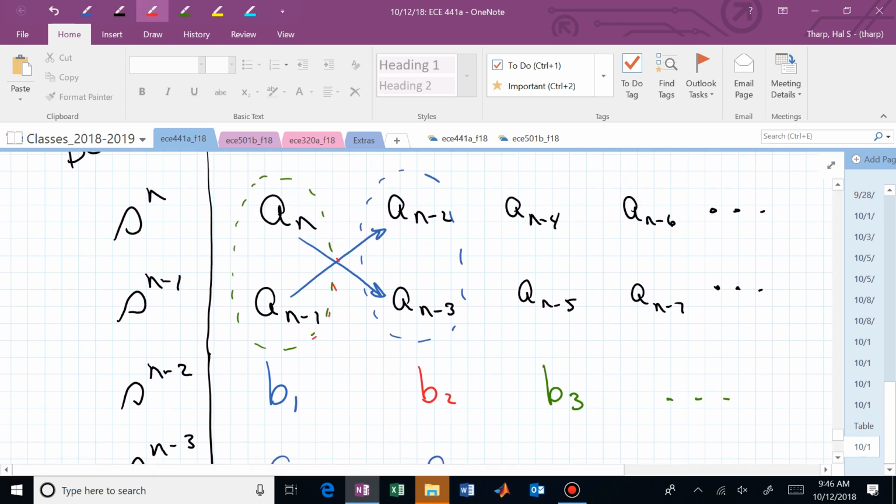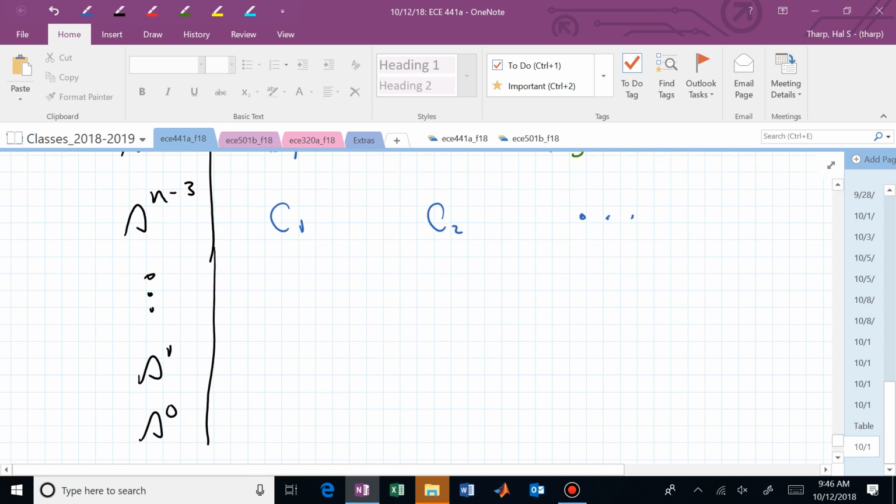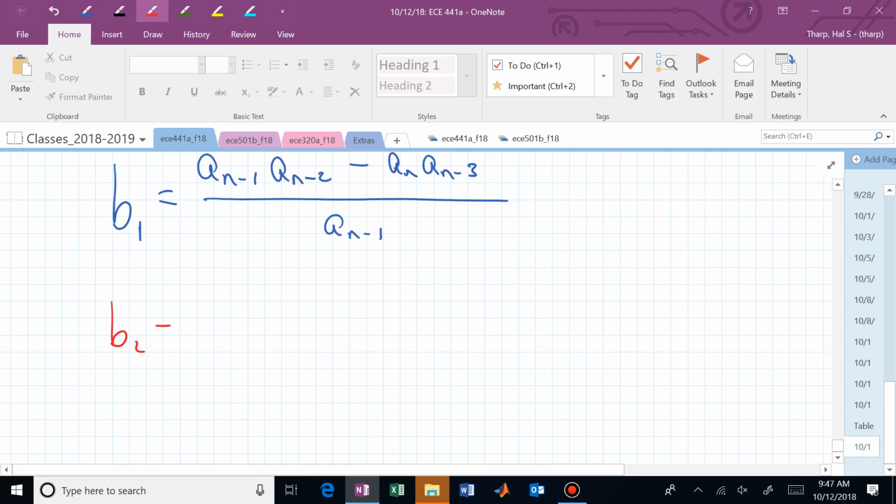I'm still working with that column, but now I take a sub n minus 1 and I work with the column to the right of B sub 2. And I say a sub n minus 1 times a sub n minus 4 minus a sub n times a sub n minus 5. And divide that by a sub n minus 1. Once you know the strategy, it's not too hard. So I now have a sub n minus 1, a sub n minus 4 minus a sub n times a sub n minus 5 all over a sub n minus 1.